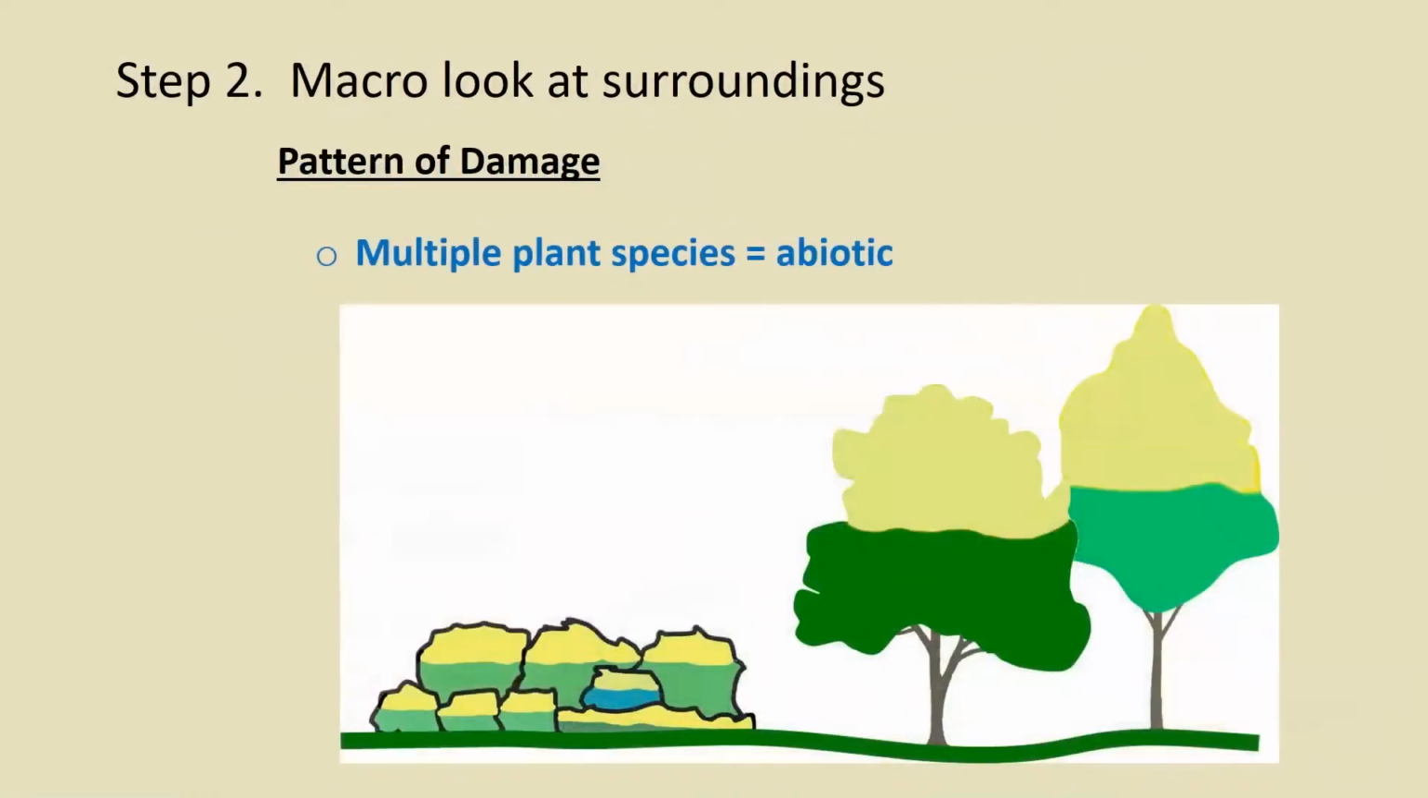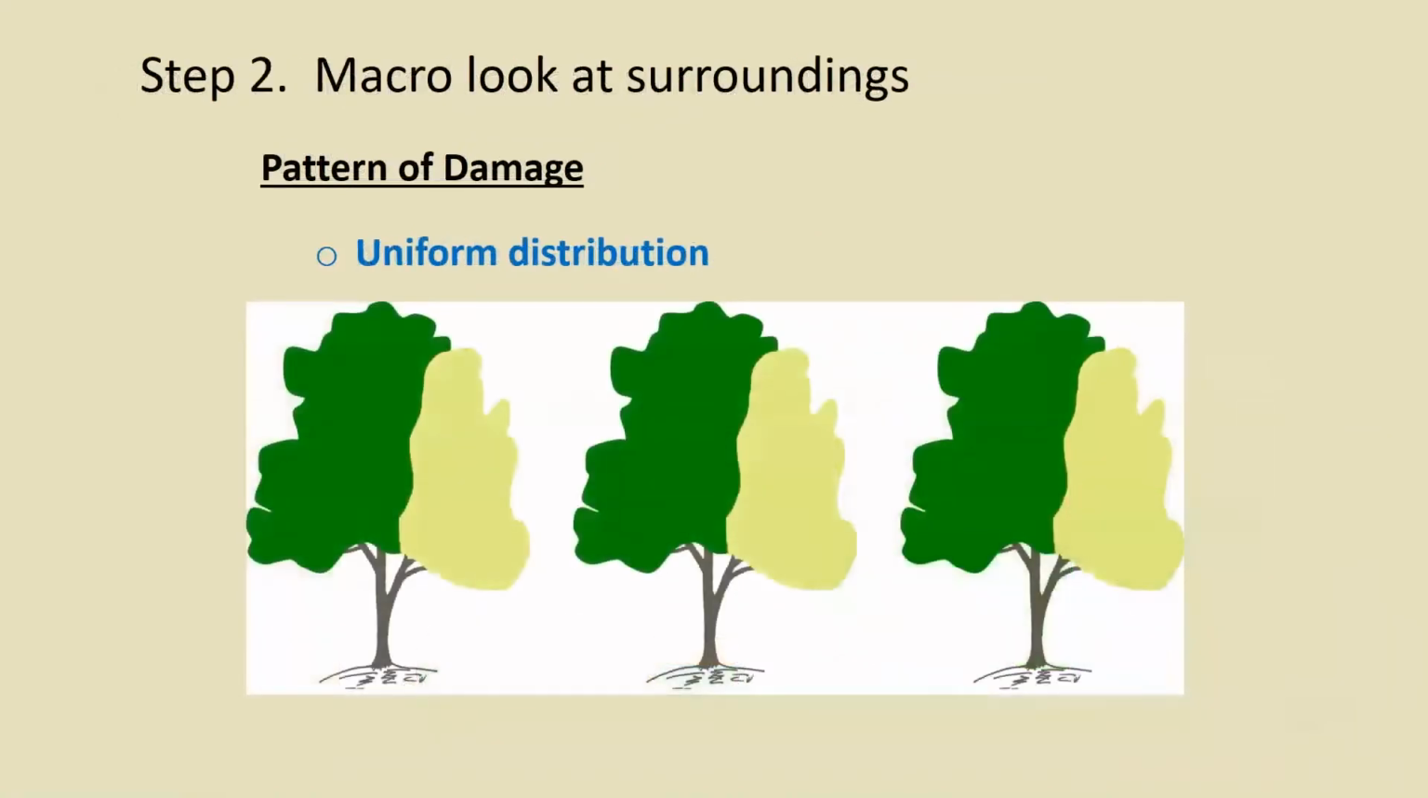If you observe multiple species of plants that appear to be damaged, this usually points to an abiotic cause. Most insect and disease pests are plant-specific or plant family specific. So the dieback on the top or sides of several unrelated species says abiotic. Uniform distribution of a problem on multiple plants can be a big clue. If you were looking at this row of maples and they all had leaf scorch on the south side, then you'd want to take a closer look at what was happening on the south side of that row of trees.